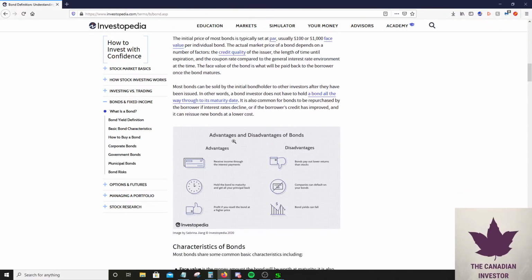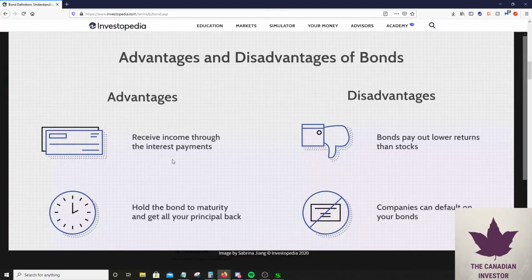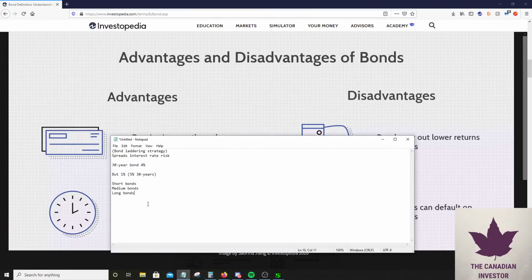And basically, the advantages: receive income through the interest payments, and hold the bond into maturity to get it all back. So hypothetically, if my bond does go down in price, I could wait 30 years and I would receive 100% back. So it's not the end of the world, but at the same time, you're locking your money in for 30 years at 4%. So it makes sense to sell your bond every once in a while, especially if you make a profit, because that's just my opinion.